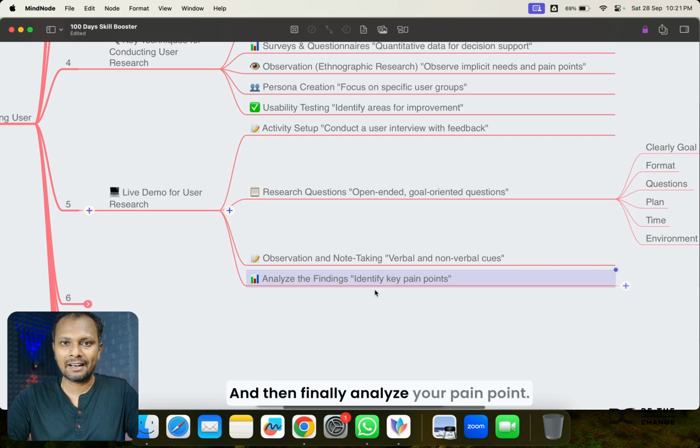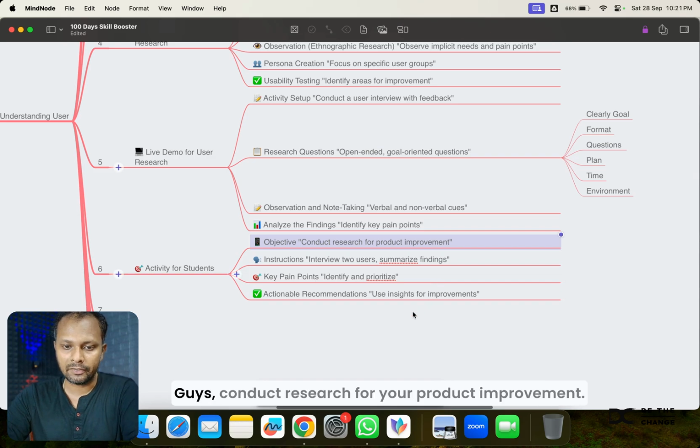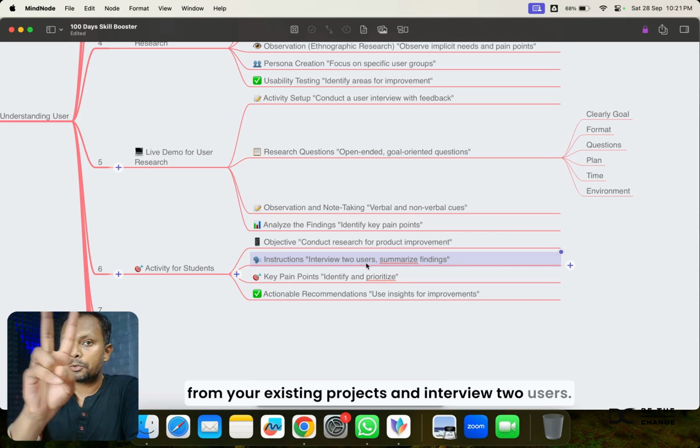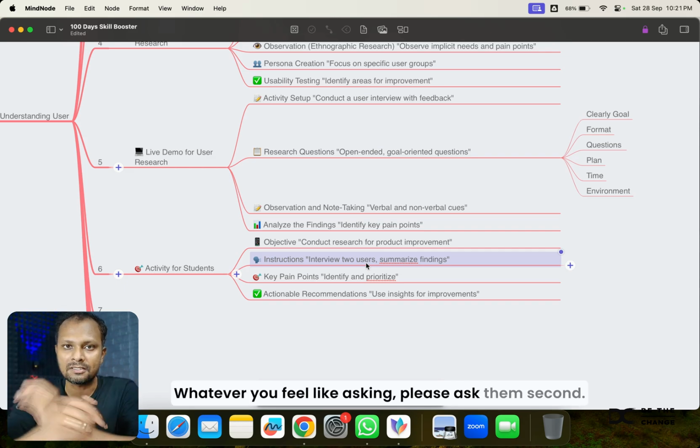And then finally, analyze your pain points. This is most important. First of all, I'll give you an activity, guys. Conduct research for your product improvement. Take any of your projects or a case study from your existing projects and interview two users. Just ask them any questions, whatever you feel like asking, please ask them.